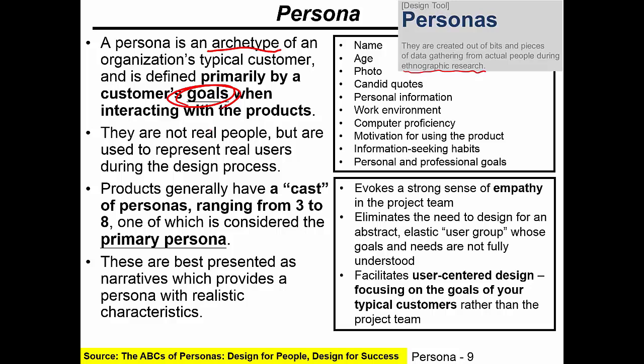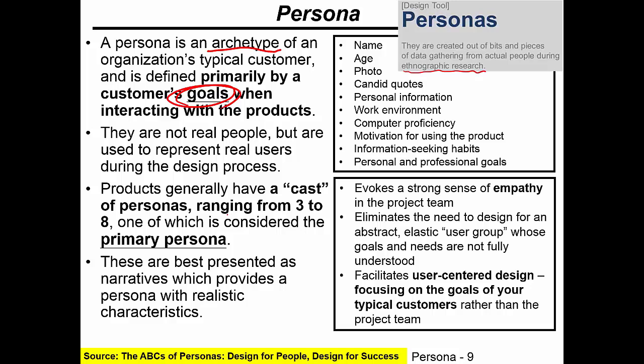And what kind of concerns or pains you try to alleviate for them. Once again, they're not a real person, but they're used to represent real users during the design process. And we typically produce about 3 to 8 personas. Okay, and one of the personas may be the so-called primary persona.